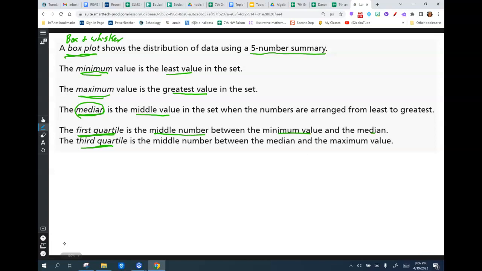Think of it as a basketball game. The first quarter ends halfway in the first half. So between when I start the game and the halftime, halftime is like the median, that's the middle number. And so your first quartile would be when the first quarter ends. It's halfway from the beginning of the game to the halftime of the game. The third quartile is halfway between the halftime of the game and the end of the game. So it all kind of makes sense. If you need to pause this, make sure you have those definitions written down, because we're now going to make a box plot.